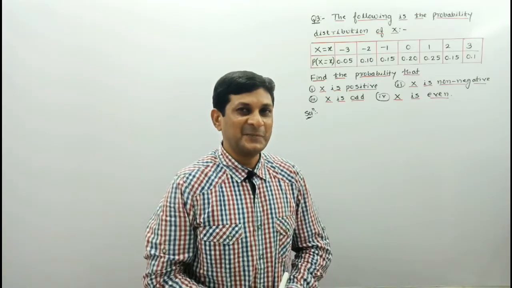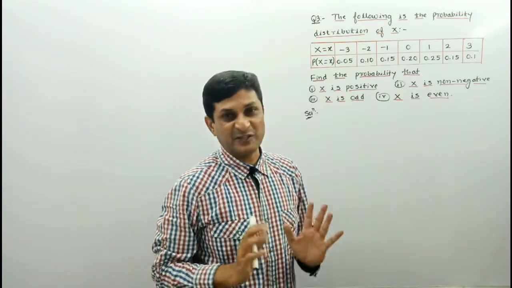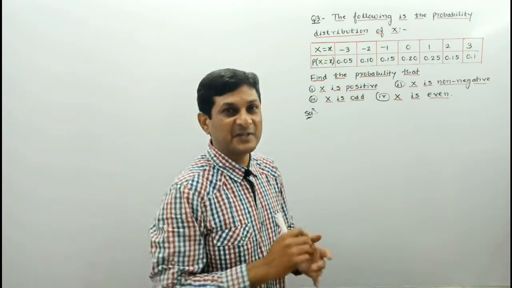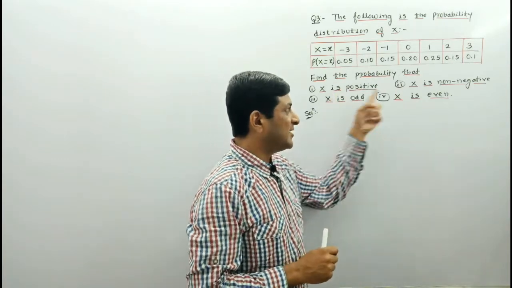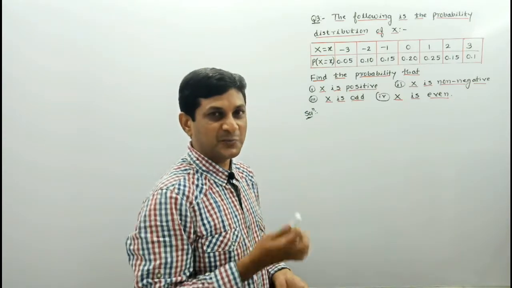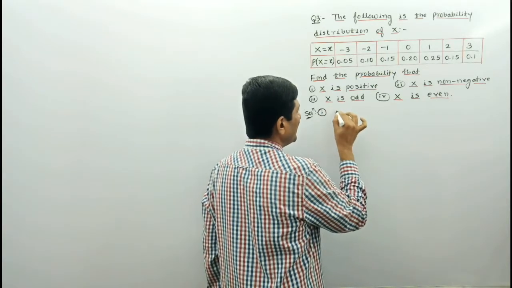Now see question number 3. In this question, the probability distribution of the random variable X is given to us. Using this, we have to find these 4 values. So let us try to find the first value using this probability distribution. So our first value is what?